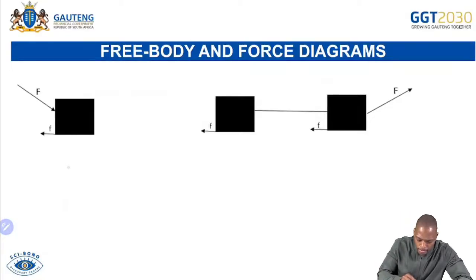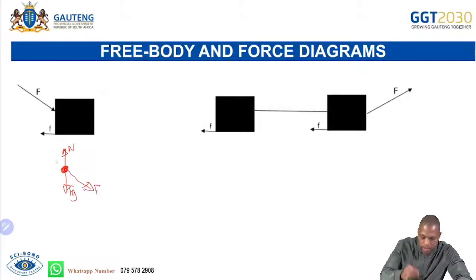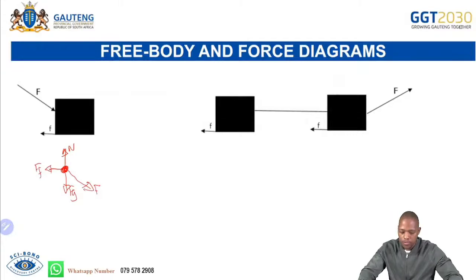Okay, here again for the free body diagram, we will have our normal force. We will have our force of gravity. Then this time around, the force applied should be facing in this direction. Why? Because it cannot face the dot. So it should be facing away from the dot at all times. Then you are going to have the frictional force.